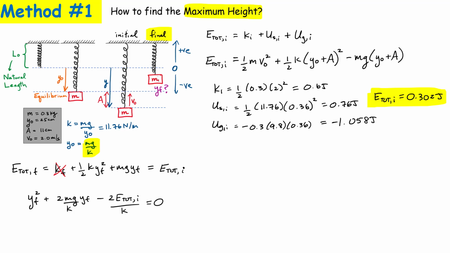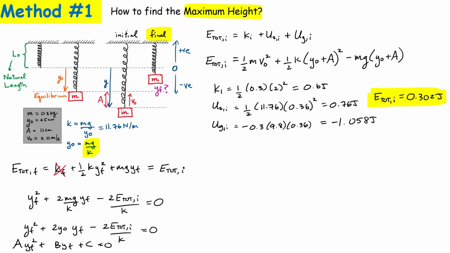Mg over k is equal to that initial amount of stretching that I have. So I'm going to simplify this. So y final squared plus 2 times y0 multiplied by y final minus 2 times E total I divided by k. Now you could do this with numbers. No one is stopping you from doing that.